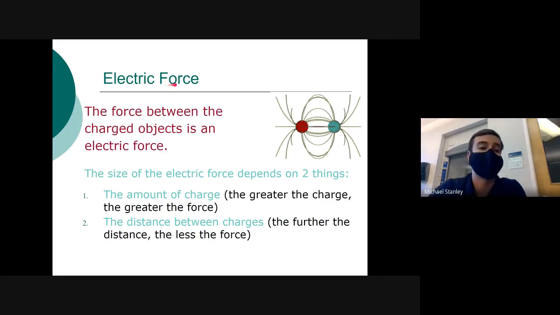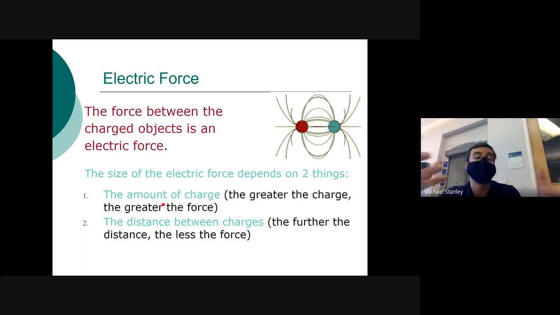So we call it the electric force, the force between two or more charged objects. So our positive, positive, or our negative, negative, or our positive, negative, when they get close to each other, there's an electric force between them, either a force that's pushing away or a force that's pulling together. So how strong this force is, the size of the electric force, depends on two different things. How many charges and how close are they?